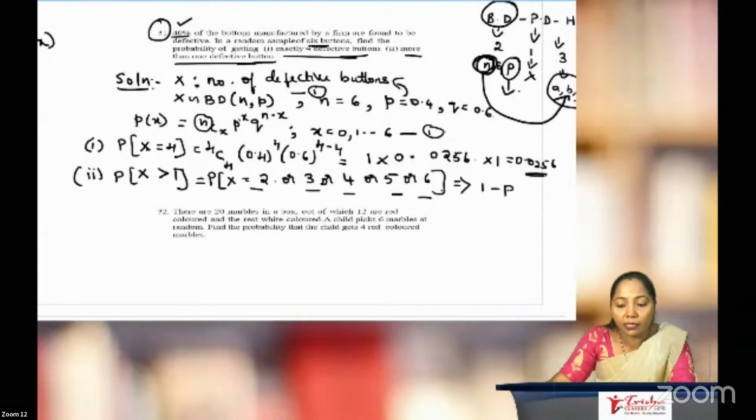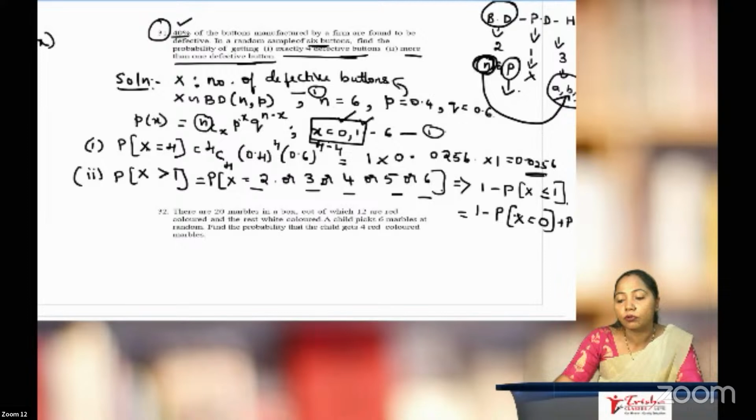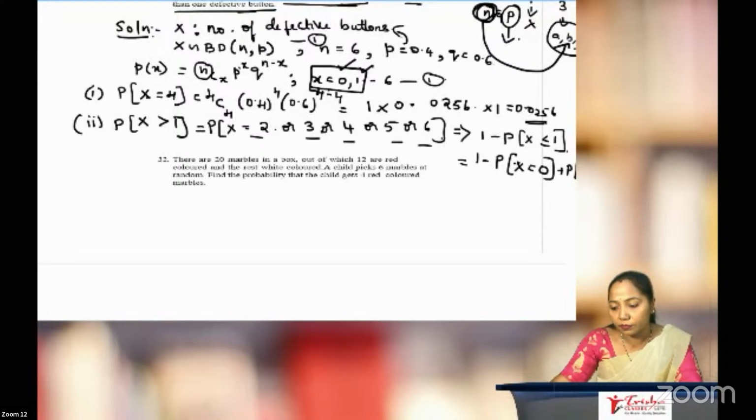Instead, you can go for complement, that is 1 minus probability x less than or equal to 1. Okay? Less than or equal to 1. What are the values taken? If x is less than or equal to 1, x can take value 0 or it can take value 1. So x is equal to 0 or x can be equal to 1. Okay, so that is 1 minus 4c0, 0.4 power 0, 0.6 power 4 minus 0, plus 4c1, 0.4 power 1, 0.6 power 4 minus 1, that is 3.